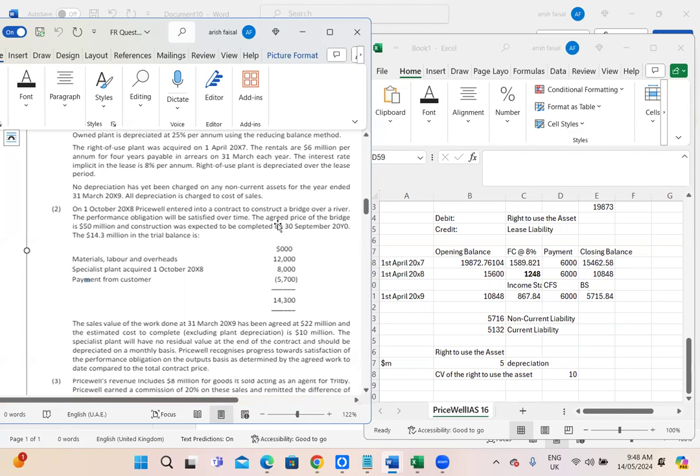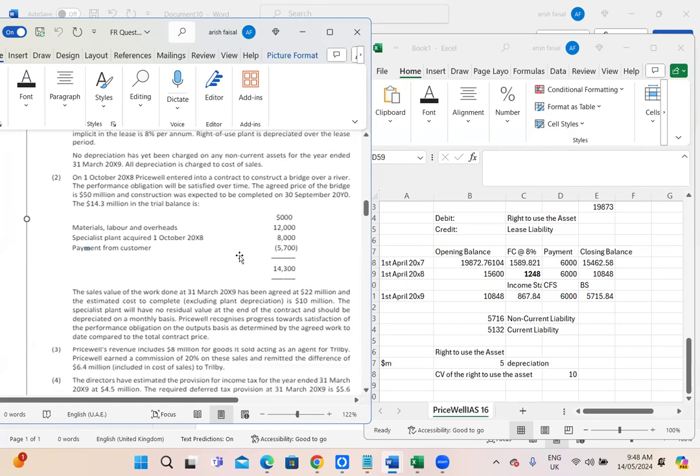Well, the agreed price of the bridge is around 50 million, and the construction was to be completed on 30th September 2010, like after 2 years, basically. The 14.3 million in the trial balance is made up of material, labor, and overheads of 12 million, specialist plant acquired on that date, which is 8 million, payment from the customer, which is 5.7 million.